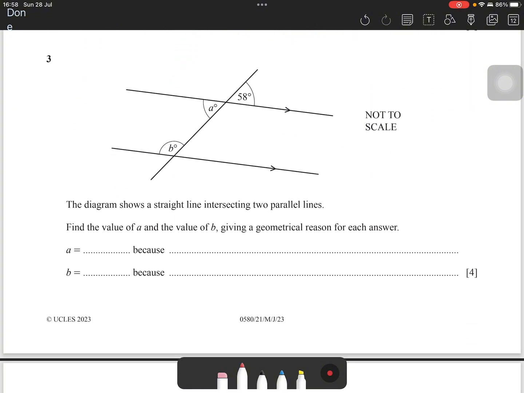Question 3. The diagram shows a straight line intersecting two parallel lines. These are two parallel lines. Find the value of A and the value of B, giving a geometrical reason for each answer. First, you see that the angle A is equal to 58 degrees because they are vertically opposite angles.